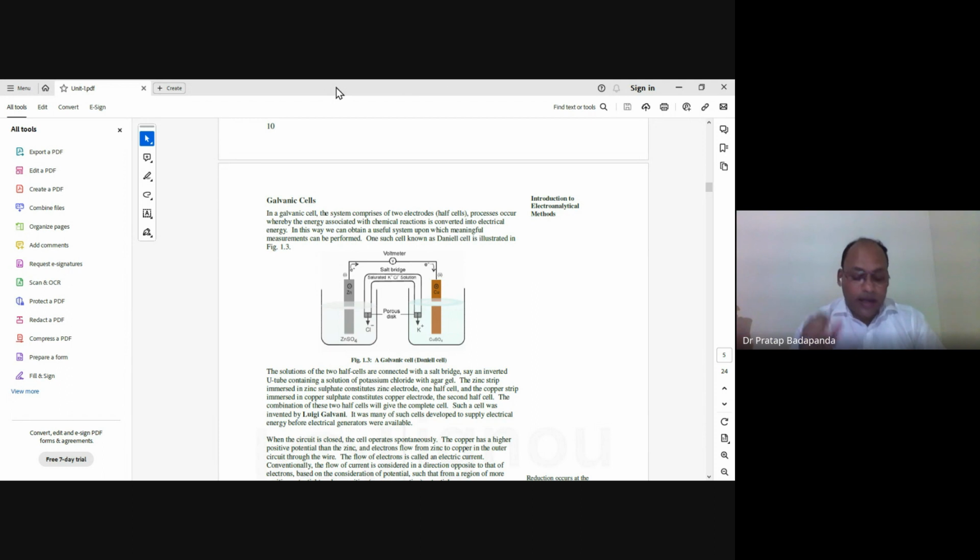Okay, copper is 0.34 volt and zinc is minus 0.76 volt. So who has the lesser value? That is zinc. Zinc will behave as the reducing agent and copper behaves as the oxidizing agent. That's why the electrode potential values are different: zinc is minus 0.76 and copper has plus 0.34 volt. Because the two have different electrode potential values, movement of electrons happens, and then electrical current is generated.